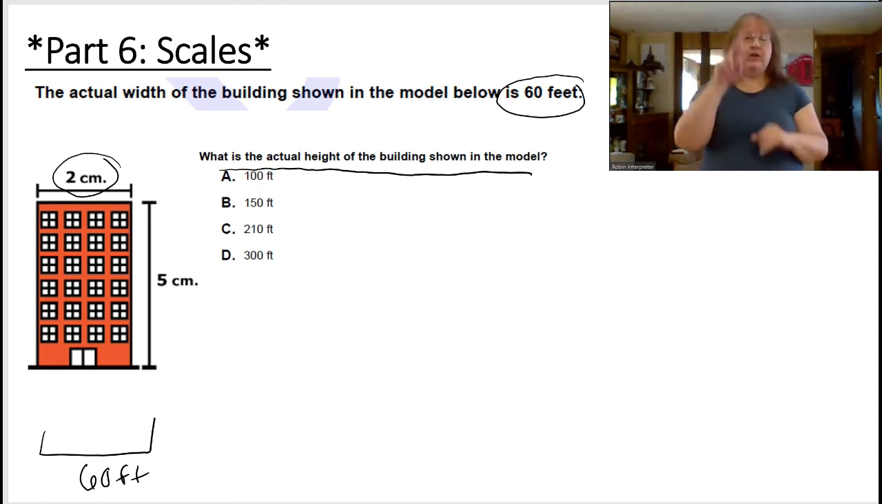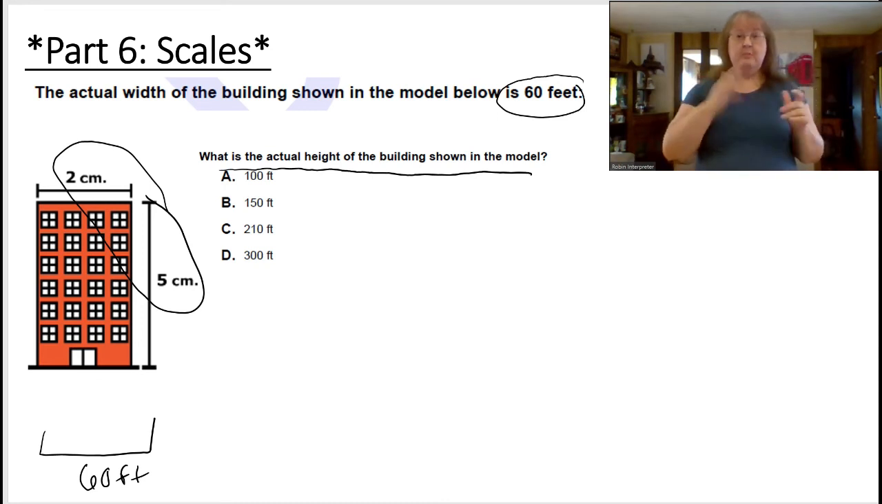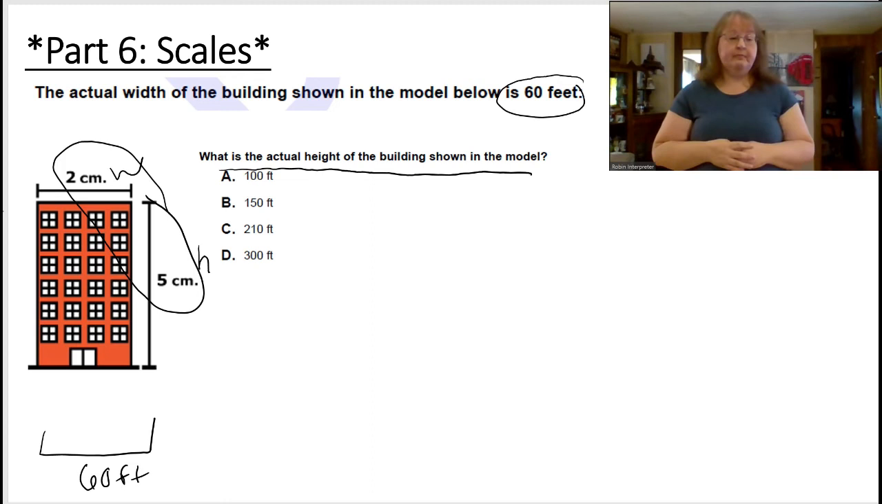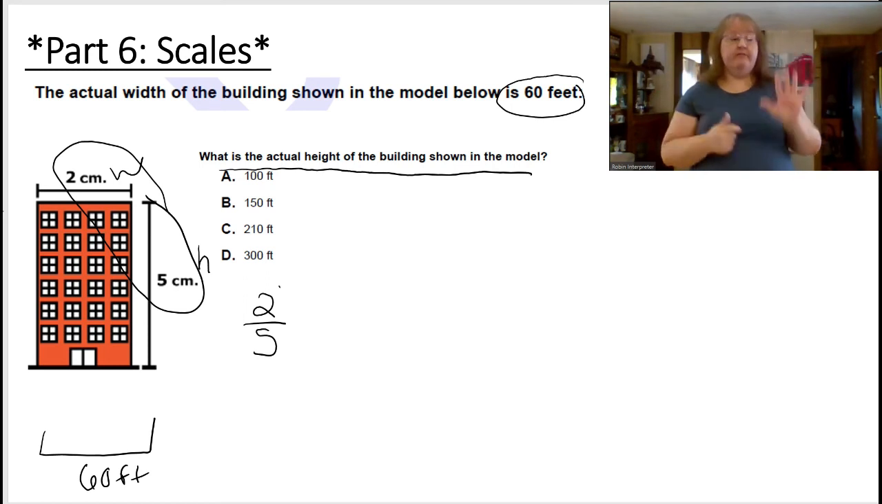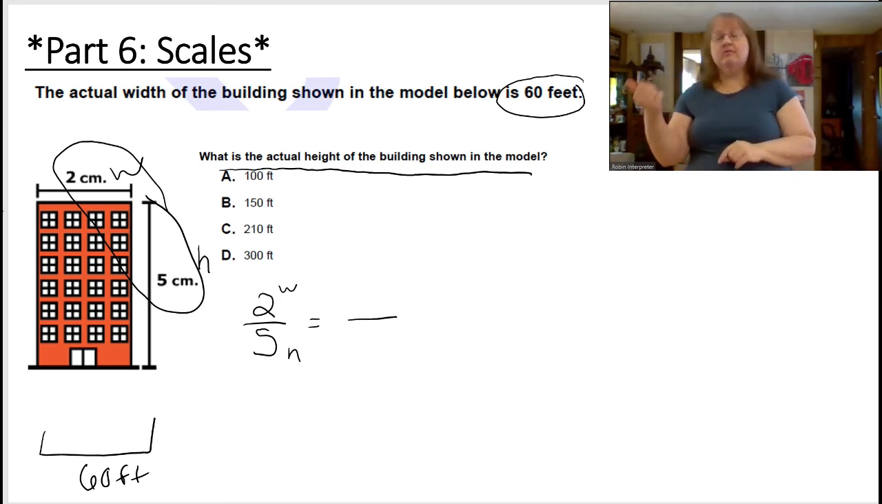Well, I'm just going to set up a ratio of what I have. So this is my width and this is my height. My width is how wide it is. My height is how tall it is. So I'm going to say 2 out of 5. 2 is my width, 5 is my height. It will be a very good idea to label these. You can get lost very easily.